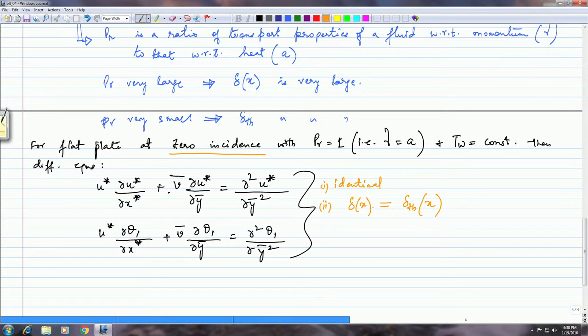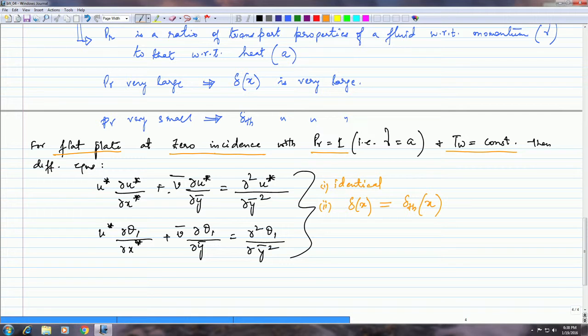Now, please remember that this is essentially for the conditions that I have stated. It's a flat plate, at zero incidence, the Prandtl number is 1, and the wall temperature is constant. Okay, so now for any other flow, however, given the conditions, these are of the same order of magnitude, okay. So they're not really poles apart or anything, okay.